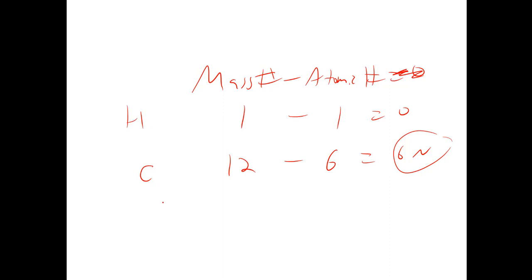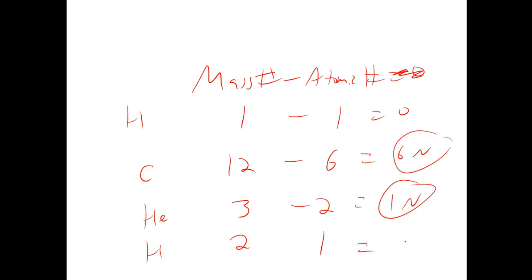Let's say I have something like helium. I have a mass number of 3. I have an atomic number of 2. And so it's going to give me 1 neutron. Or let's do hydrogen again, and maybe hydrogen has a different mass number. And maybe we'll say it has a 2. And then the atomic number is still going to be 1. And then it's going to be 1 neutron.